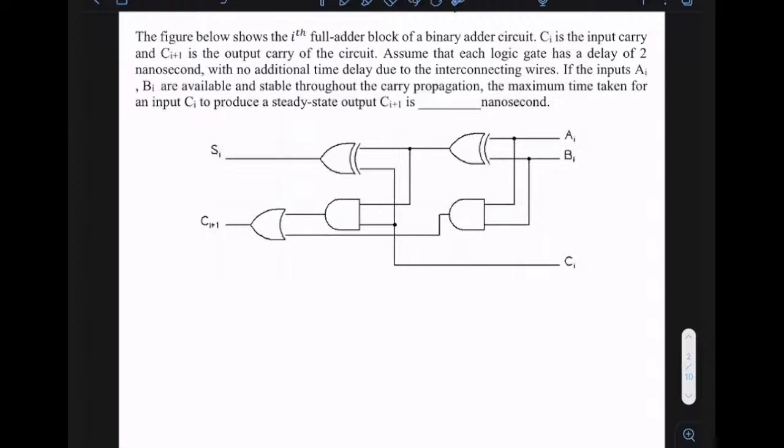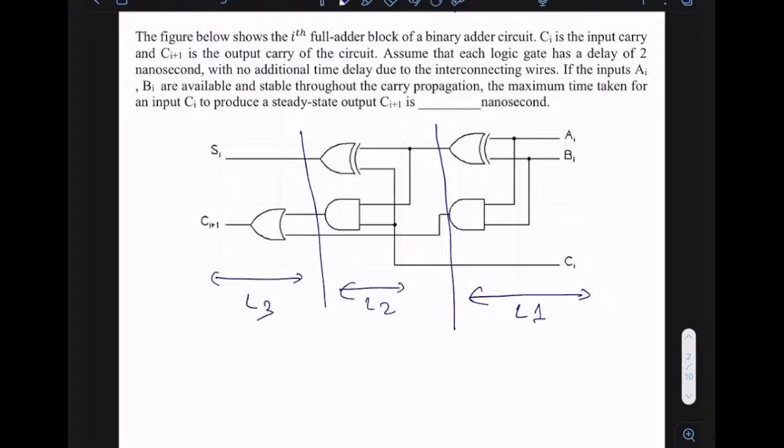Okay. So this is the key point. Inputs Ai and Bi are available and stable throughout the carry propagation. Basically, if you see this carefully, this is a three-stage circuit as we know. So this is your stage 1, or level 1 you can say. This is basically level 2. And this is basically level 3. As far as this question is concerned, our focus is on carry. Our focus is not on the sum. Our focus is on carry only.